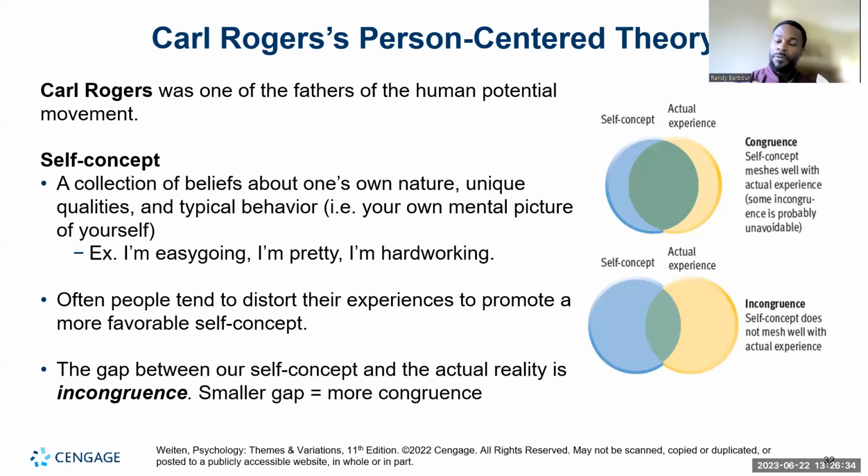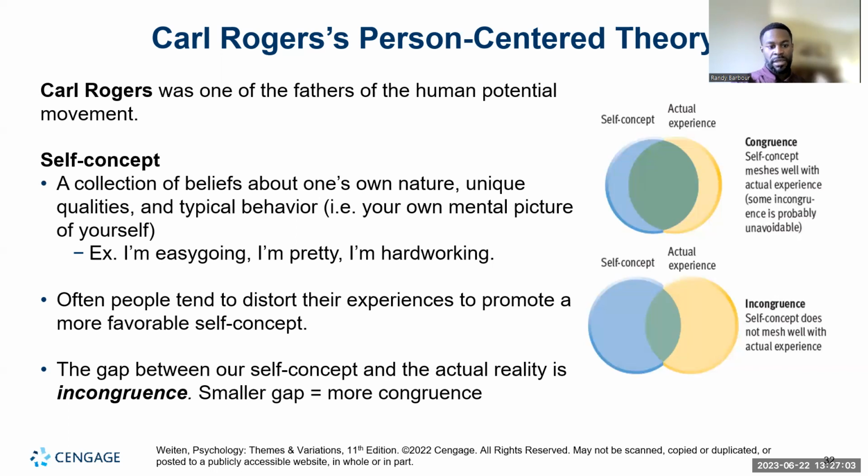Often, people tend to distort their experiences to promote more favorable self-concepts, but I want you to have an accurate self-concept, right? And that goes into, again, being really self-aware about who you are, what you possess, who you're going to become. The gap between who you think you are and the actual reality of who you are, right, is what we call incongruence. The smaller the gap that we see, right?